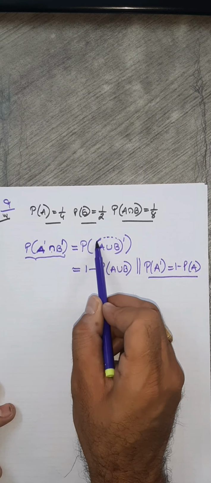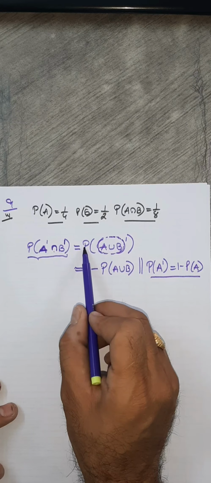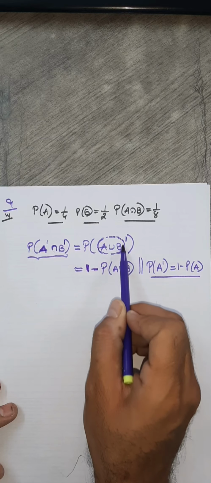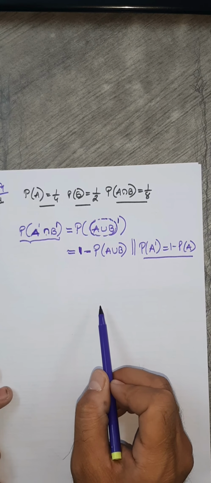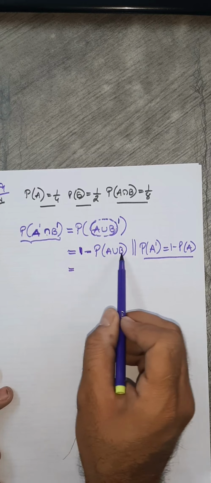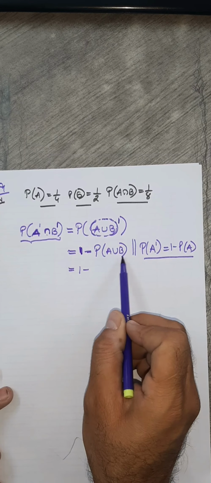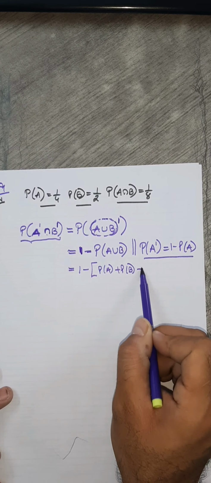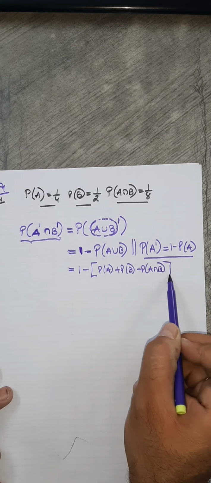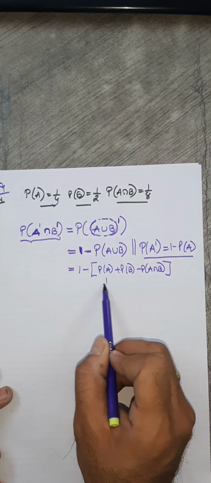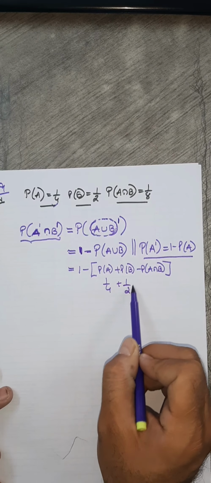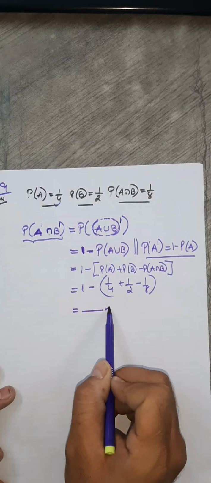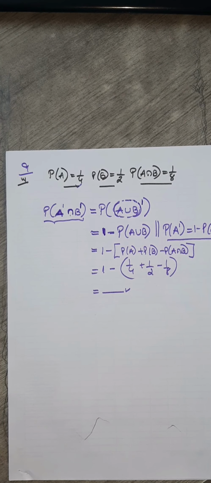You imagine this is like set A. So probability of A dash equals to 1 minus probability of A. That is this one. Okay. Now, very simple for you. Just use the addition rule. What is that? P of A plus P of B minus P of A intersection B. You know 3 values. 1 by 4 here, 1 by 2, 1 by 8. Place the value and simplify. So you will get the required probability.